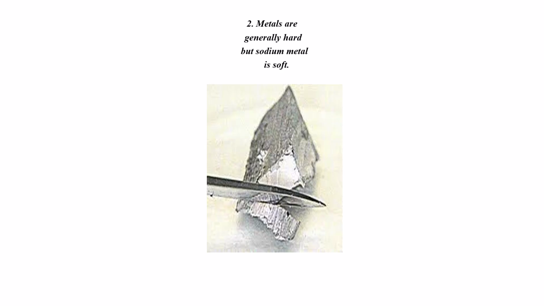Now, the hardness of metal varies from metal to metal. For example, sodium metal is soft and it is easy to cut, as seen in the picture. You can see the picture of a sodium metal which can be easily cut with the help of a knife because it is soft.